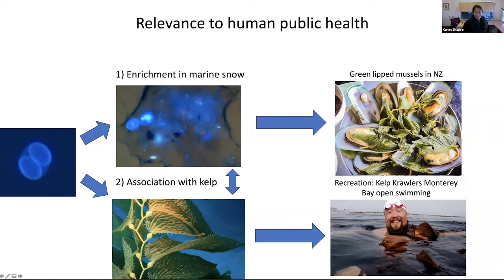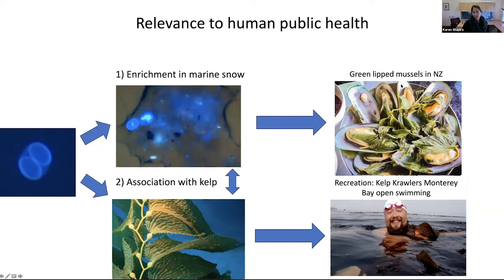Many of us like seafood, right? I love bivalve shellfish. I do eat fewer of them now, given the type of research I do, but I enjoy fresh, uncooked oysters. And this could be a real pathway for infection for people and something that we're doing a lot of research on.